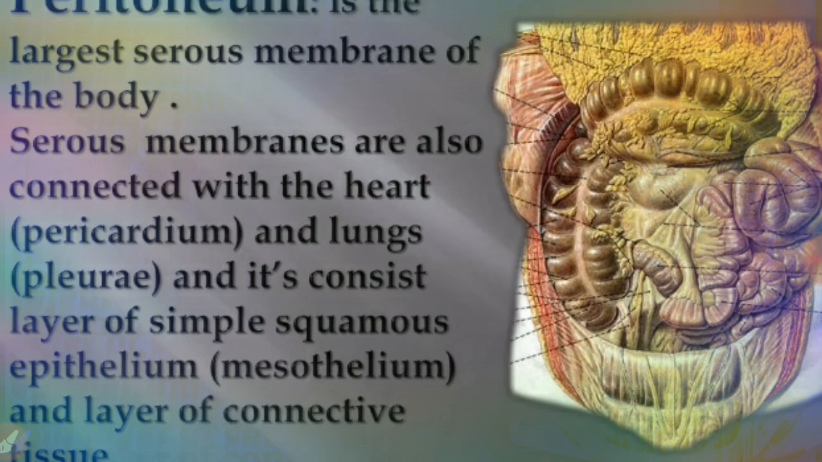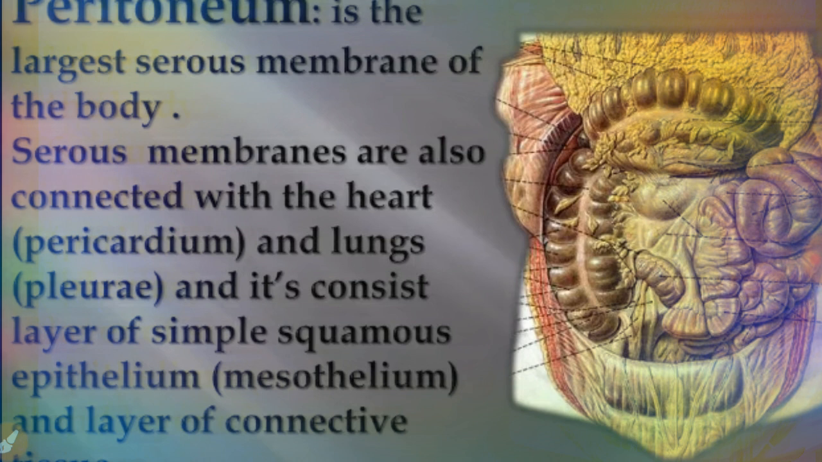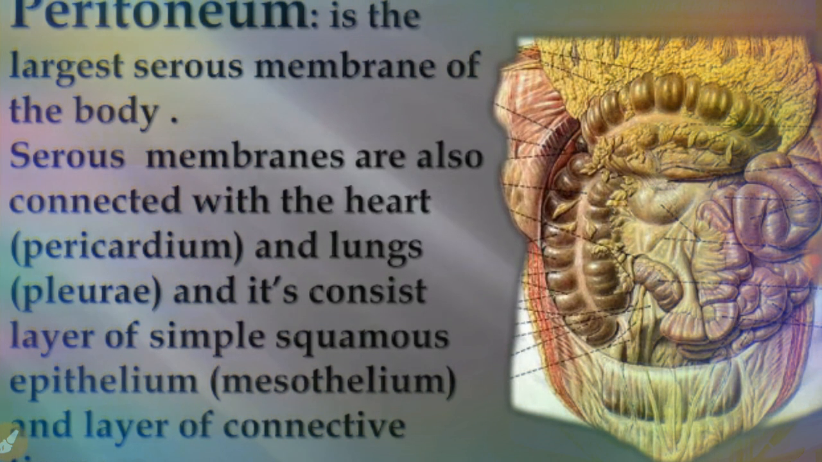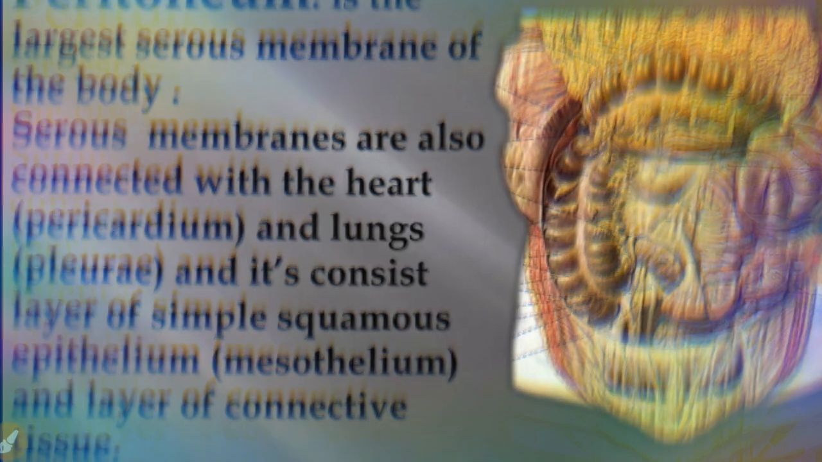That is the mesothelium, and also a layer of connective tissue. So if anyone asks what layers are covered by the peritoneum, we can say that the serous membranes are connected with the heart and the lungs. There are layers covered by the peritoneum: the simple squamous epithelium, the mesothelium, and one more layer, the connective tissue layer.